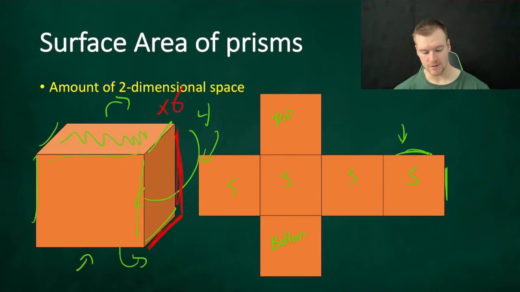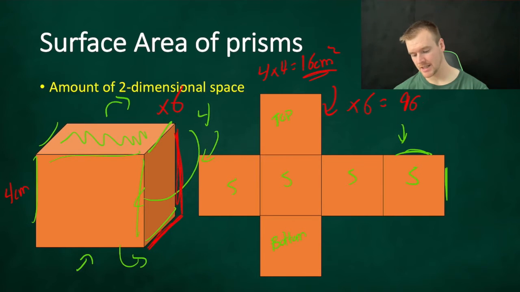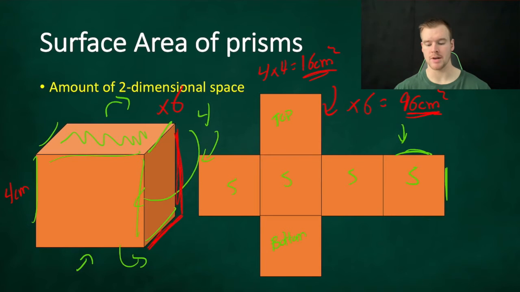So for example, if it was something like, let's go 4 centimeters, we would go 4 times 4 is equal to 16 centimeters squared for each of those 6 sides. Then we times that by 6 to get our answer of 96 centimeters squared. It still says centimeters squared because we're still looking at two-dimensional space. We're looking at volume in a couple lessons from now.